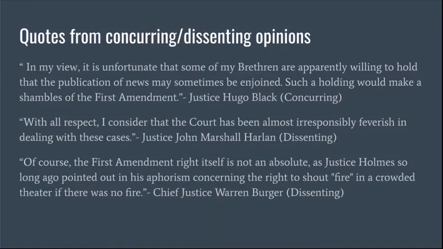And then, of course, Chief Justice Burger said, of course, the First Amendment right itself is not absolute, as Justice Holmes so long ago pointed out in his aphorism concerning the right to shout fire in a crowded theater if there was no fire. And that's referring to the Schenck versus United States case in 1919 that I'll talk about later. And then Justice Hugo Black said that, in my view, it is unfortunate that.